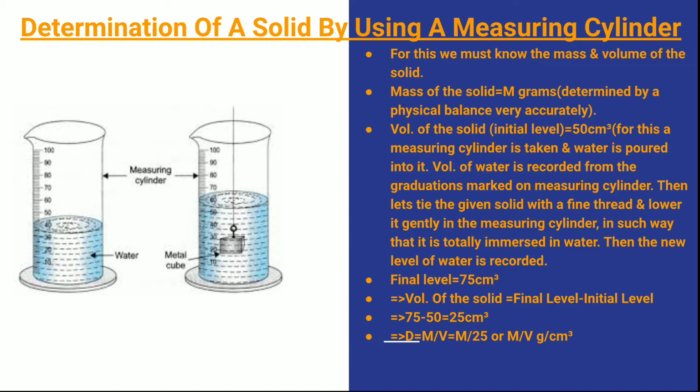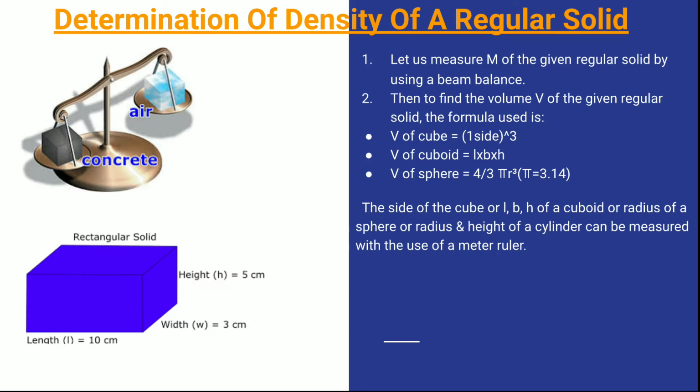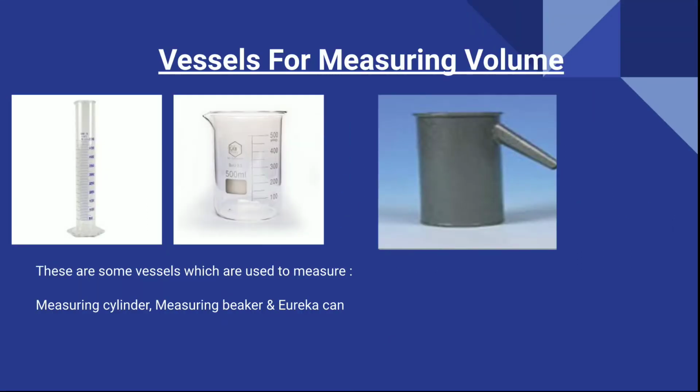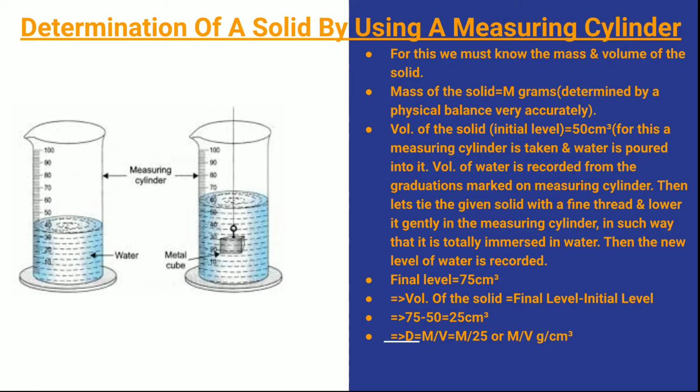I discussed the density and the units of density, and how to determine the density of a regular solid, and then I discussed the vessels for measuring volume. Now I have come to discuss the determination of the density of a solid by using a measuring cylinder.